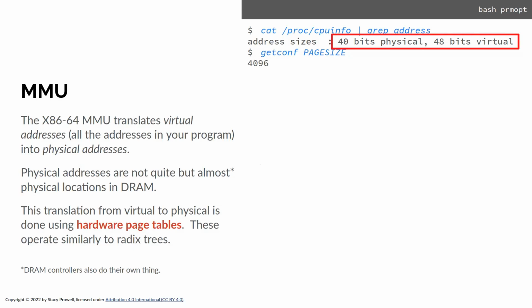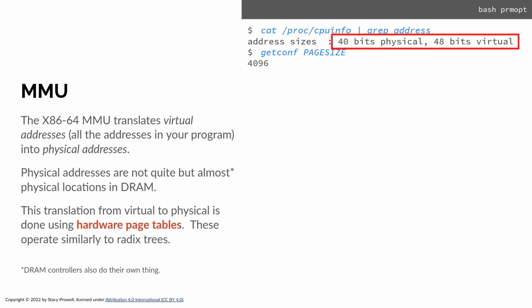So the MMU translates virtual addresses into physical addresses. And physical addresses are almost, but not quite, actually physical locations in DRAM. They might be, or they might not be. DRAM has its own controllers. There's another little computer between you and the memory, not just the MMU, but also the DRAM controller and sometimes even logic on the motherboard itself that can do other stuff.